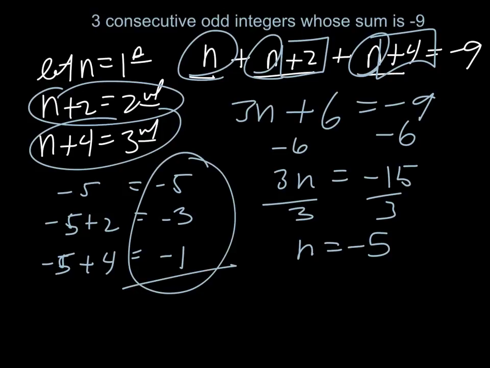Now add them up. Negative 5 and negative 3 is negative 8. Plus 1 more is negative 9. Yay, it worked. So negative 5, negative 3, negative 1. These are kind of fun. You can go back and look at this 100 times if you want to.